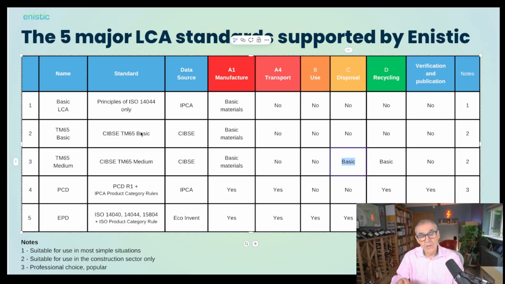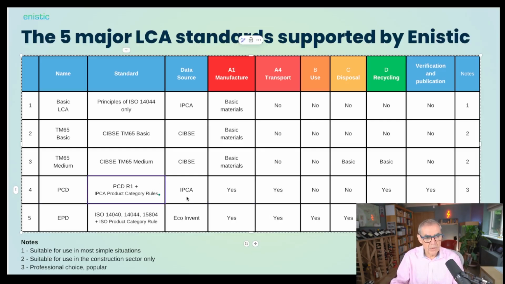However, the CIBSE stuff is only good for plumbing and electrical products, so if you're not into those things, then it's not for you. Next one up is PCDs, Product Carbon Declarations, and the standard R1. R1 is a simple to use standard, and the IPCA product category rules are very straightforward. They're very simplistic and very simple to apply. Most of them fit on one side of A4, for example.